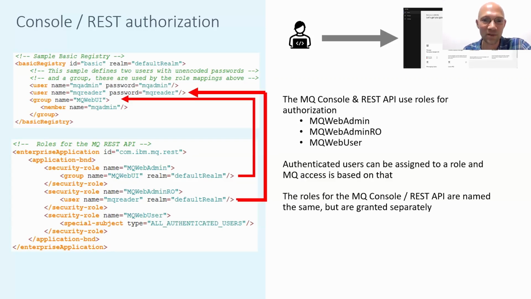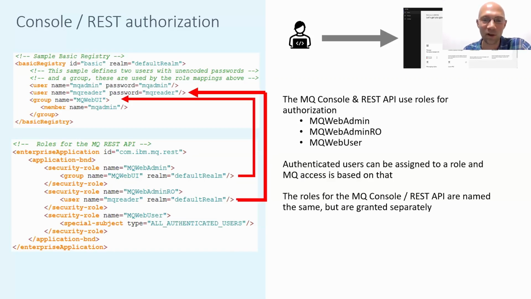There are 3 roles that are available in MQ. There's the MQ web admin, the MQ web admin read-only, or the MQ web user. I won't go into all the details, because of time, about what all those different roles are, but each user needs to be assigned into one of those roles, and which role they are in will control which user ID is used for the authority checks that are carried out for the actions that they perform.